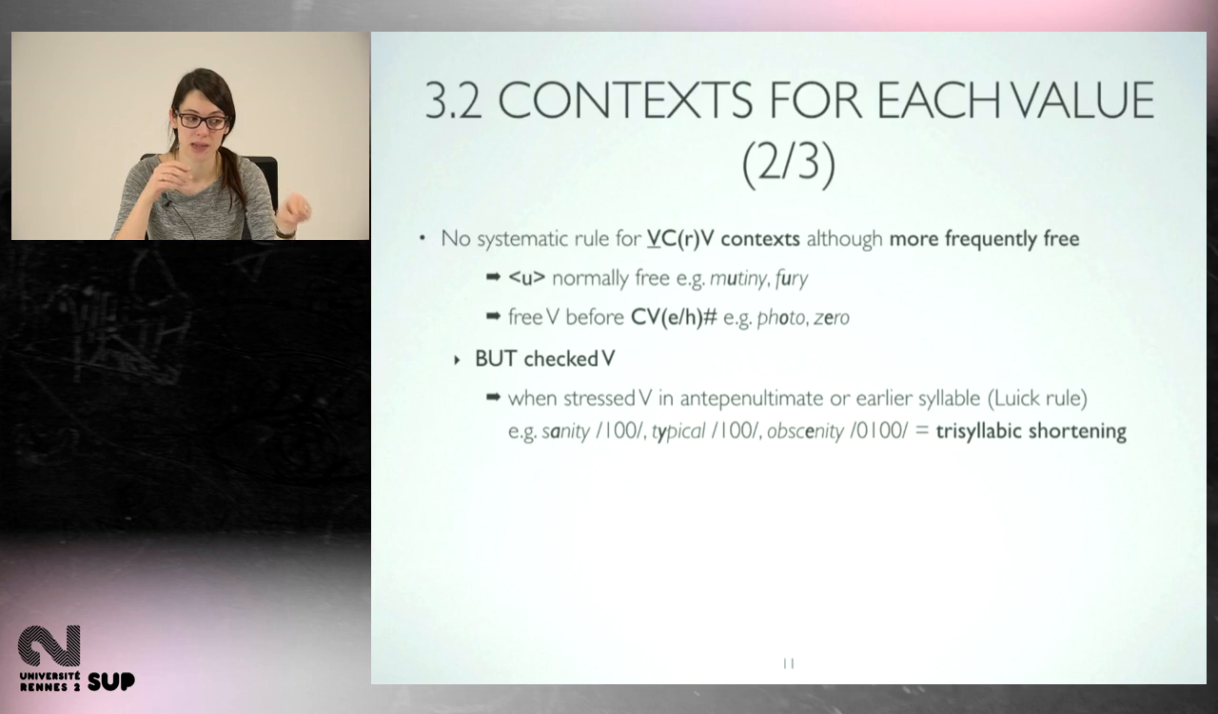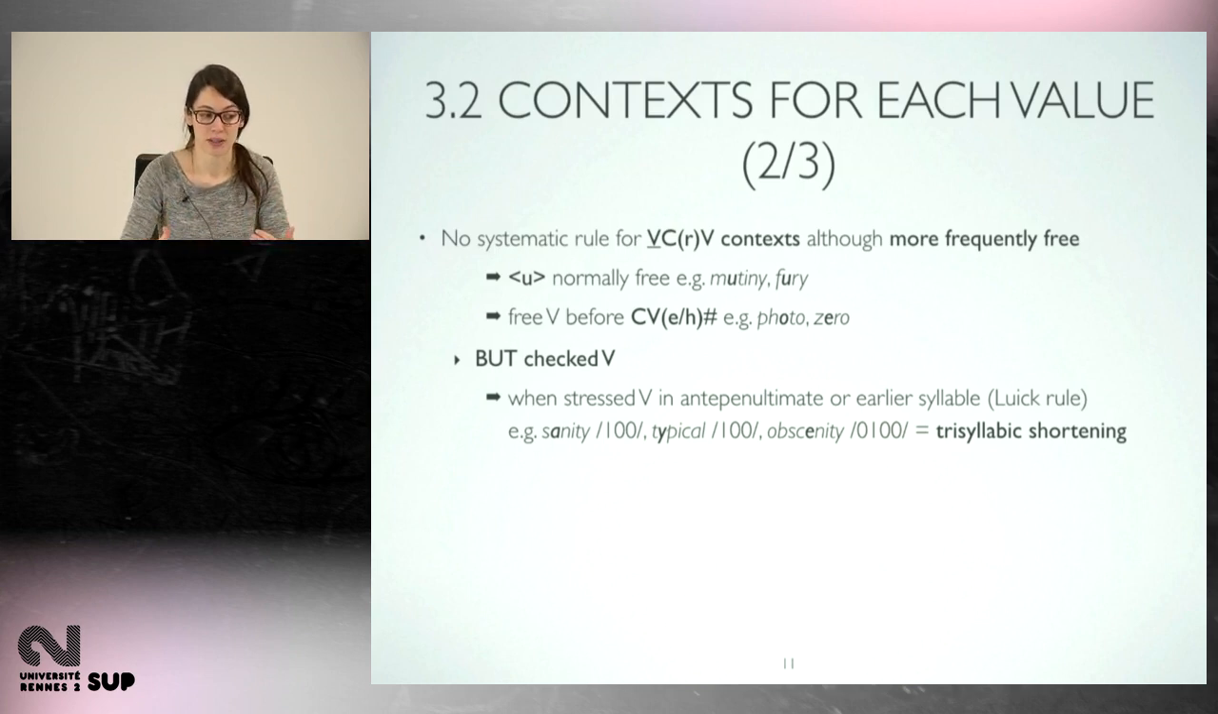So if you think of sanity, for instance, sanity comes from sane, and you can see that there's a difference in the pronunciation of the vowel between sanity and sane. Same for typical. Typical has a short vowel. It comes from type, which has a long vowel. Same for obscenity, which has a short vowel, whereas it comes from obscene, which has a long vowel.